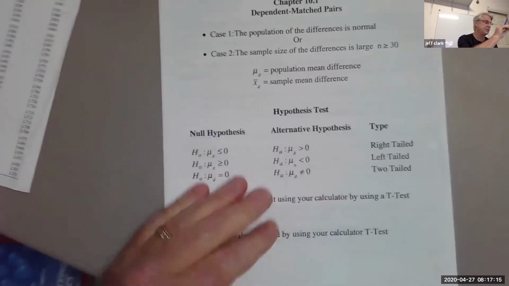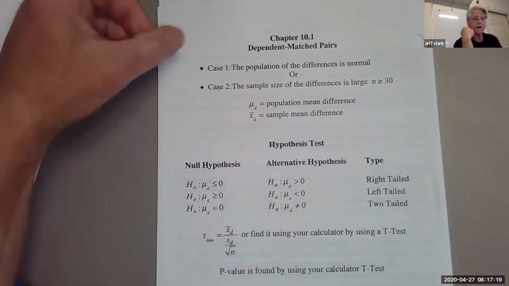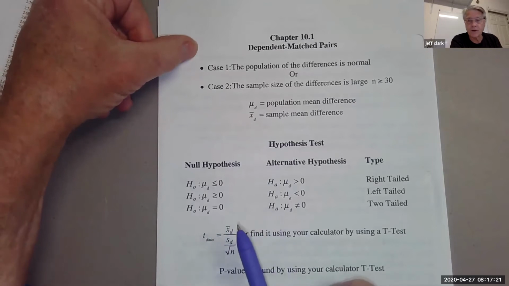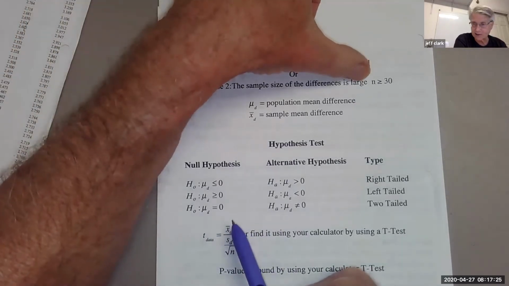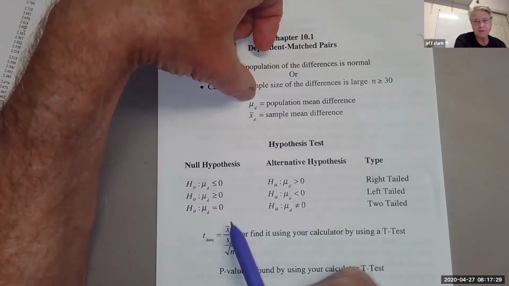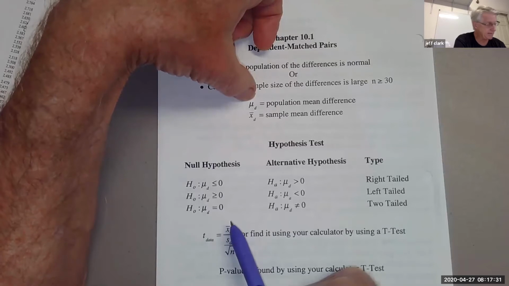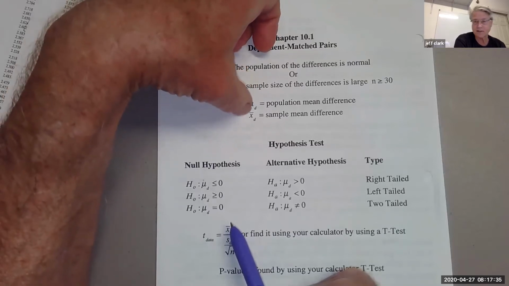So we're back to, again, the only way that we can consider moving forward is case 1 and case 2: normal or the sample size is large enough. Some new symbols: mu sub d, that's the mean of the differences. Little d is for the differences. And x bar d is the sample average of the differences.